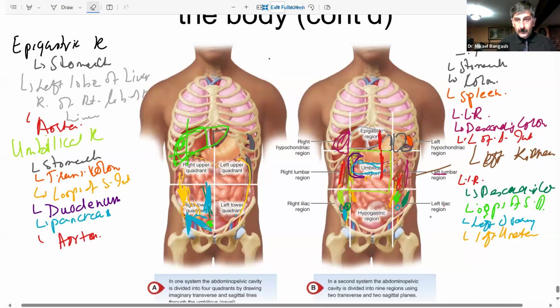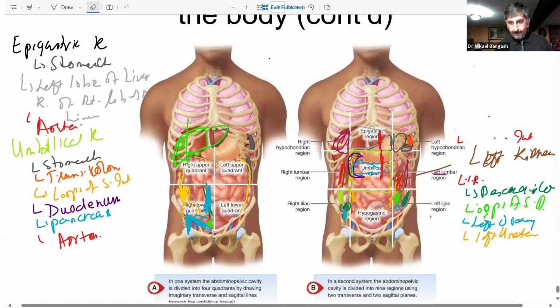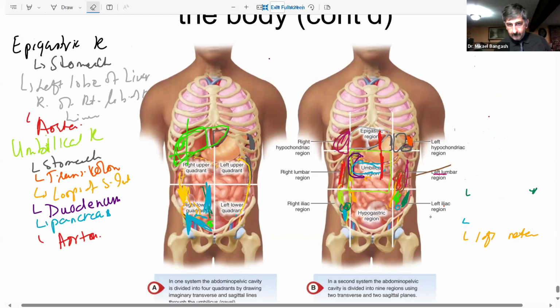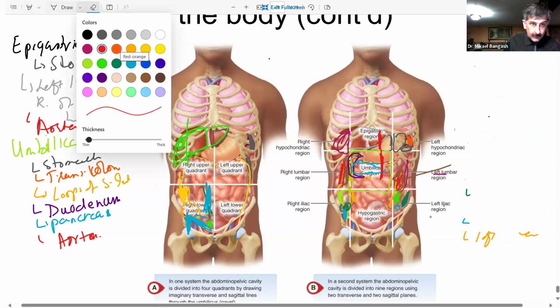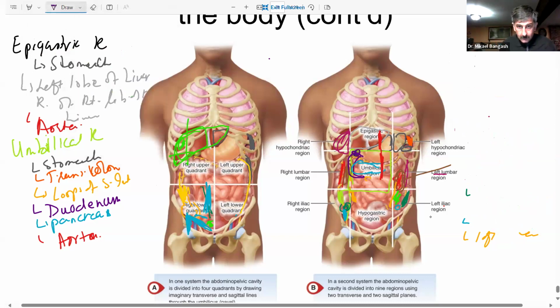Yep. So last region, hypogastric, or what we also call the suprapubic region. Okay, sorry. Up here, sorry. I almost missed this. This fellow here, sorry. The gallbladder.